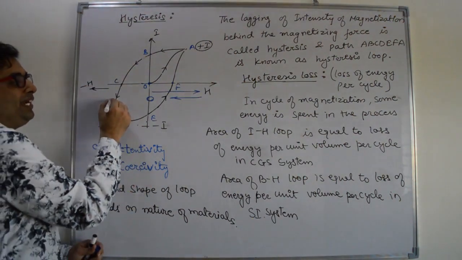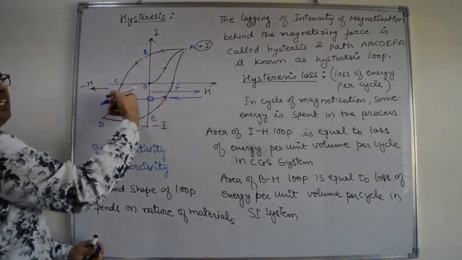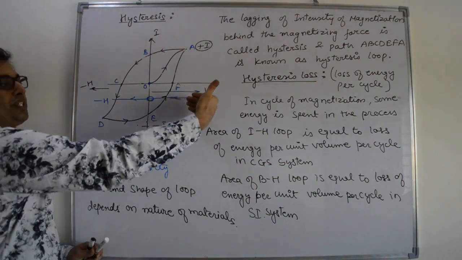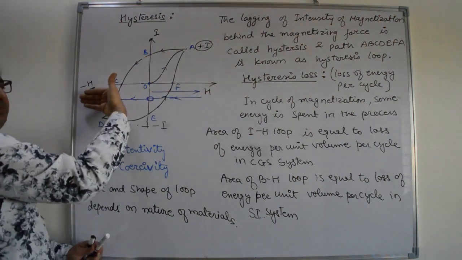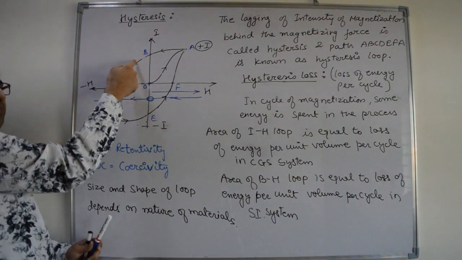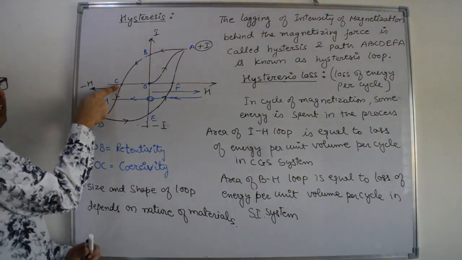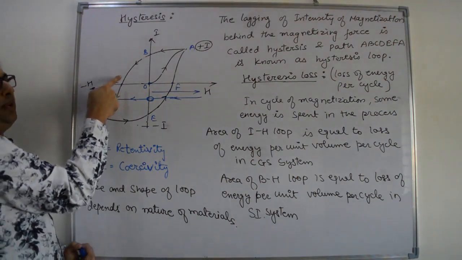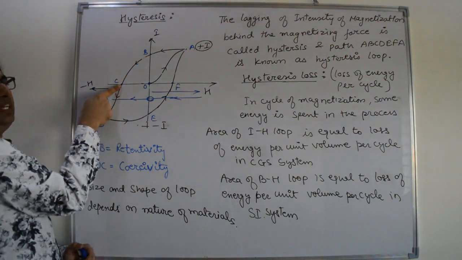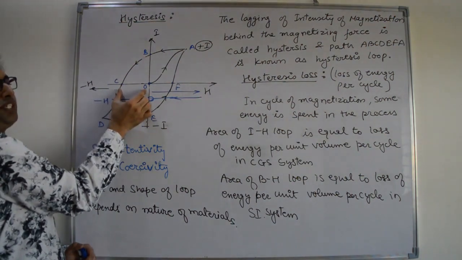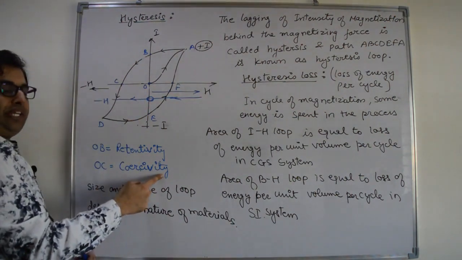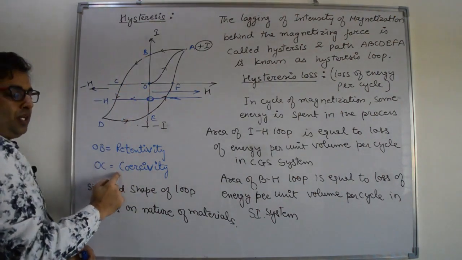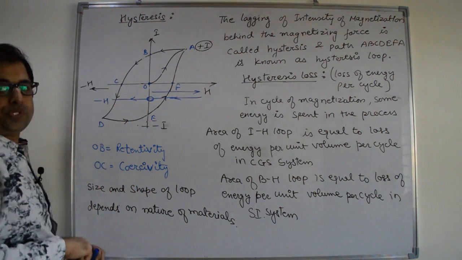Now we are changing the direction of the external magnetic field to the left direction. The material will demagnetize at this point. At this point, there is no magnetism inside the material because I becomes 0. This negative value of H is known as coercivity or coercive force.